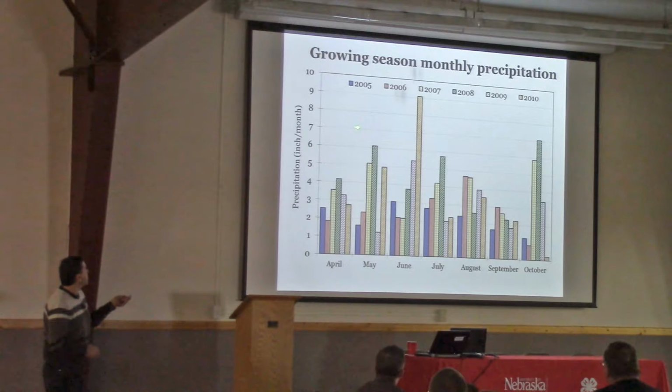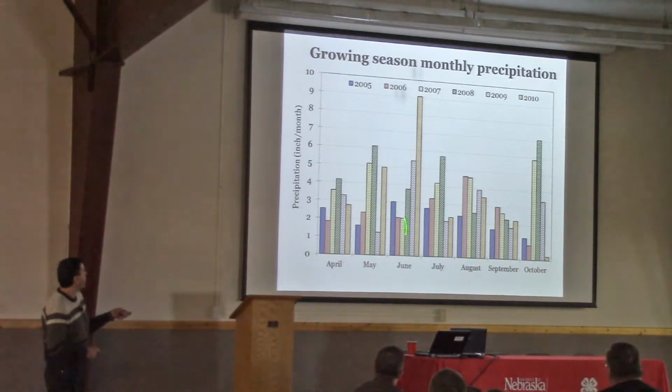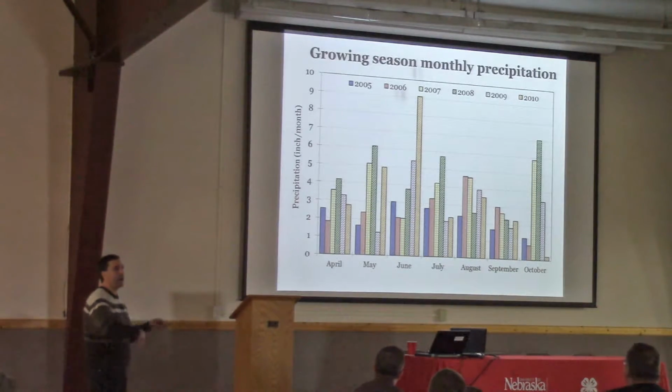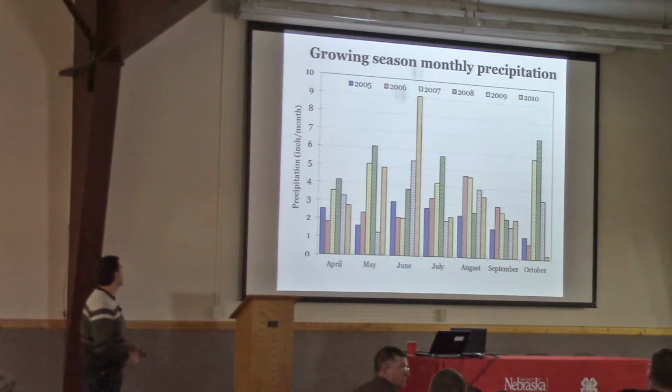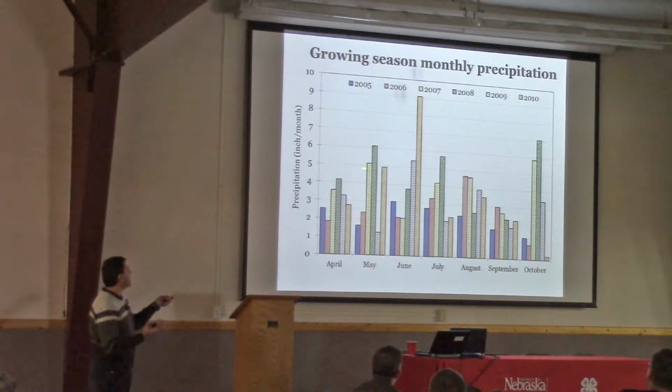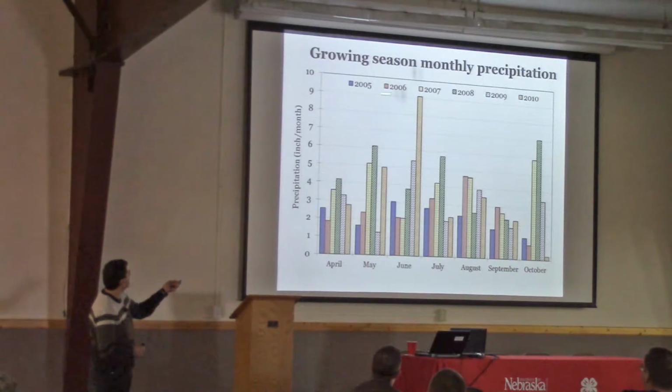So, growing season monthly precipitation changed significantly from 1 year to another. These are each year for the same month, 2005, 6, 7, 8, 9, 10. For May, 5, 6, 7, 8, 9, 10. So you can see how much it varies for the same month between the years. In the last 6 years, or from 2005 to 2010, the largest monthly precipitation was in June 2010 with 9 inches.